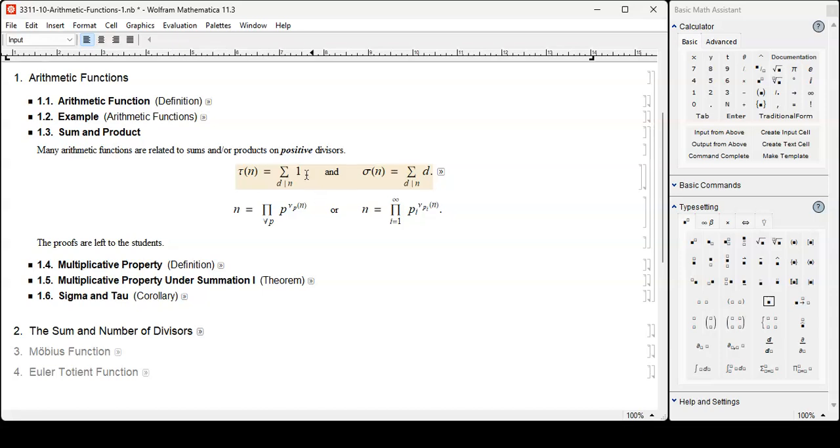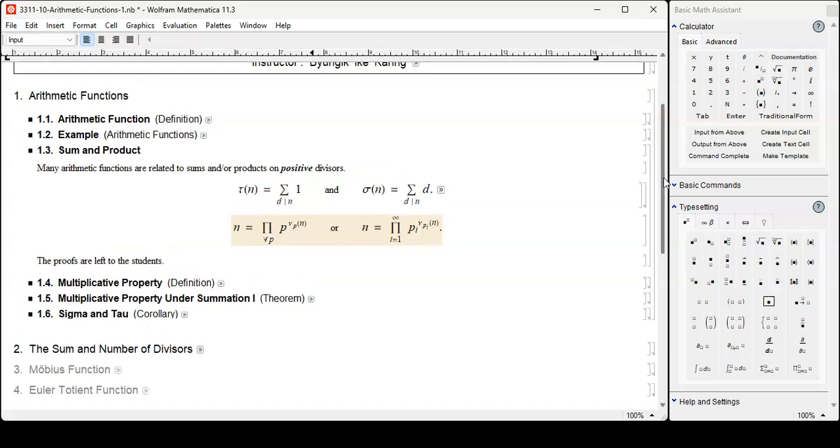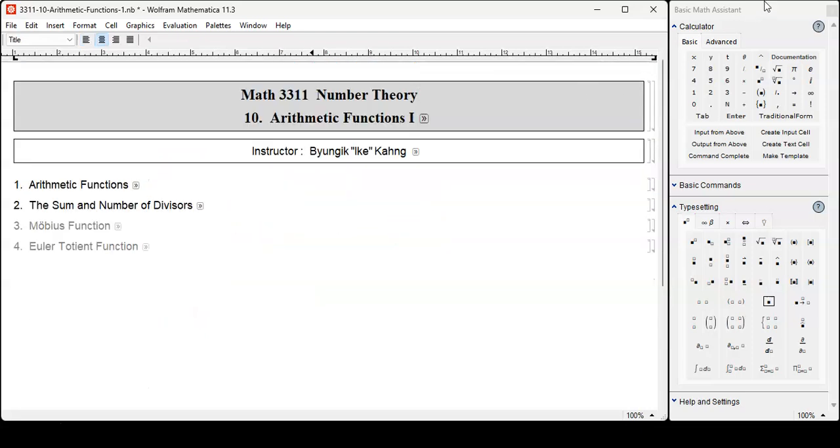So as you can see, tau of n and sigma n are related to summation expressions. Now from the fundamental theorem of arithmetic and prime factorization, we can express any n as a prime factorization, where the powers are the p-adic valuations. So from the fundamental theorem, we get product expressions like this too. So many times we are going to encounter sum or product expressions of arithmetic functions. So it may be a good idea to pay attention to those, especially the sum.